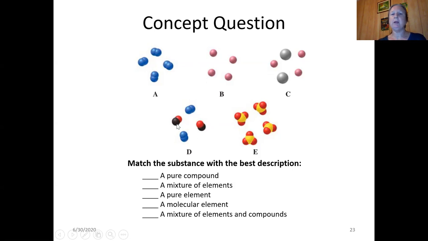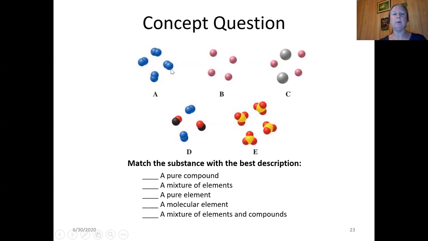This is a compound. It is not an element. An element has to be only one type of item from the periodic table, one type of atom. So a mixture of elements would be here. That's an element. That's an element. That's a compound. That is an element, but that is a compound. So it has to be C. A pure element, all right, again, it's pure, so it's not a mixture, so it's not D or C. E is not an element. It's a compound. So it's going to have to be B or A, and actually it's both of these.